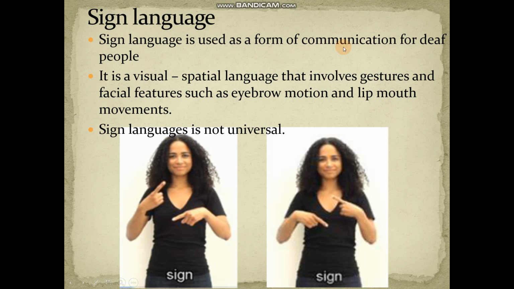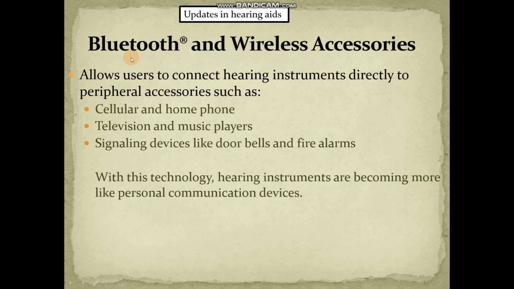Sign language is used as a form of communication for deaf people. It is a visual spatial language that involves gestures and facial features such as eyebrow motion and lip movements. But these are not universally accepted. Now Bluetooth as well as wireless accessories are also available. So this will allow users to connect hearing instruments directly to peripheral accessories such as home television, signaling devices like doorbells and all.